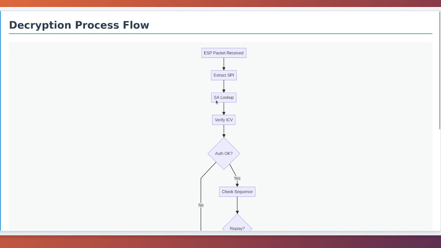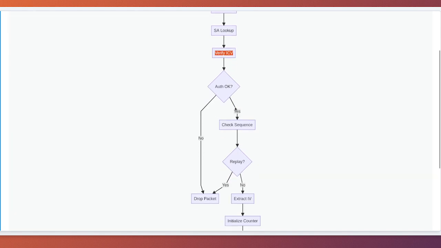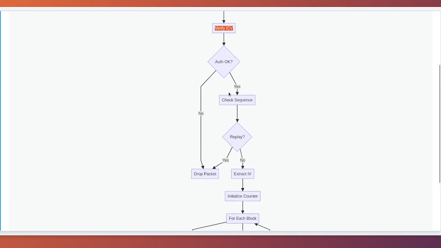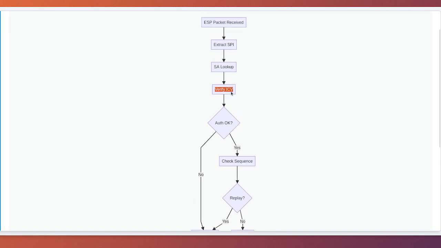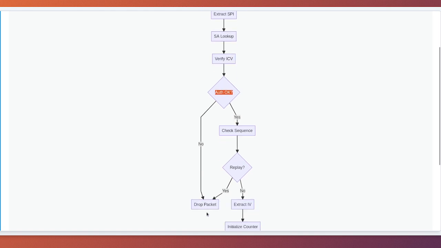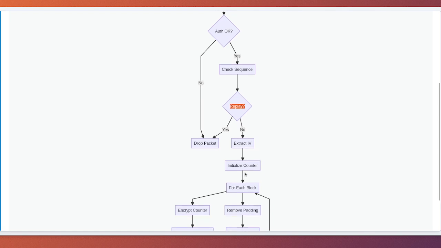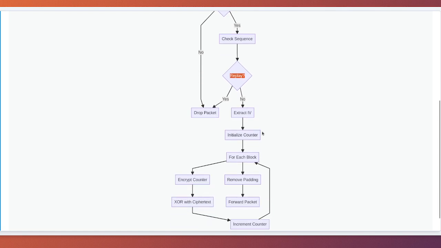Before any decryption occurs, we must verify the packet's authenticity, using the ICV. This is a crucial step that prevents us from wasting CPU cycles by decrypting forged or corrupted packets. We calculate the authentication hash over the received ESP header and encrypted payload. Then, we compare it with the ICV attached to the packet. Only if these match exactly do we proceed with decryption. This authentication check prevents a wide range of attacks, including packet injection, modification, and certain types of denial of service attacks.